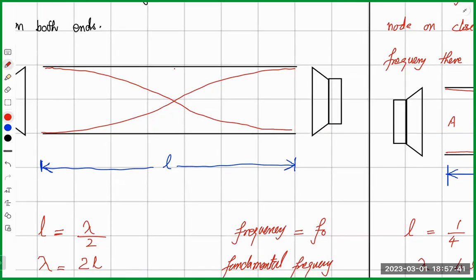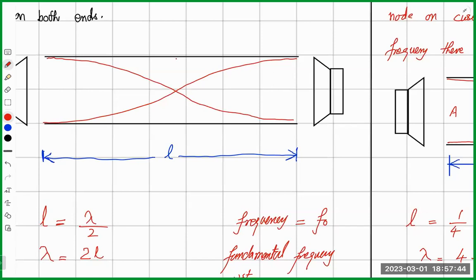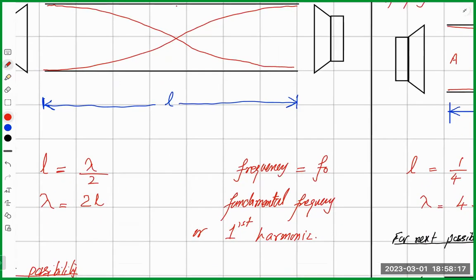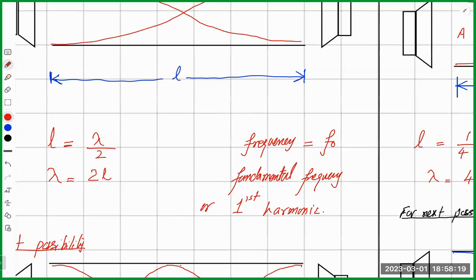If your mind can compare it with the previous example, it is good. The open end is like the loose end for the string, and the closed end is very much like the tied end for the string. So this is open on both ends, so it is loose on both ends. So we have an antinode on both ends. The length of the pipe is half of a lambda. Lambda will be 2L, and this is the fundamental frequency f naught.